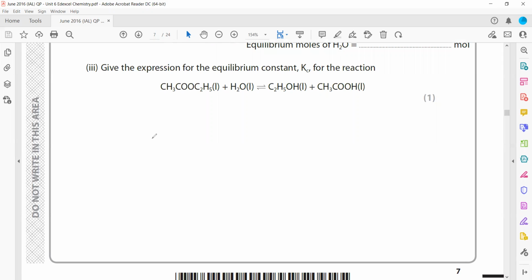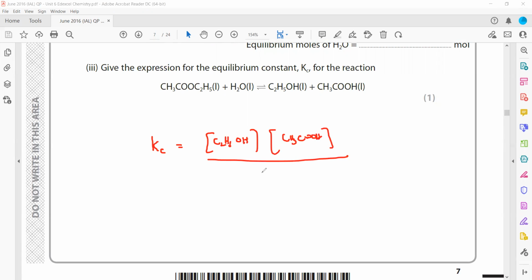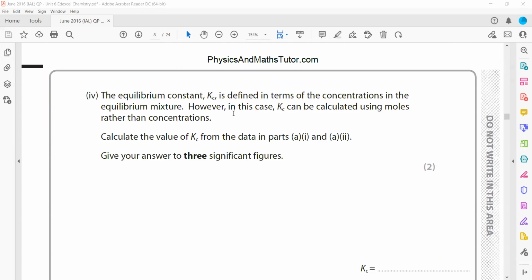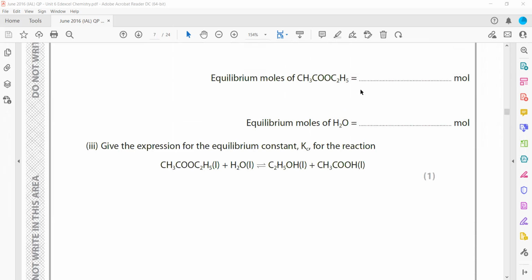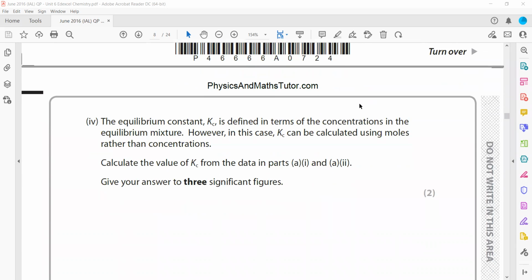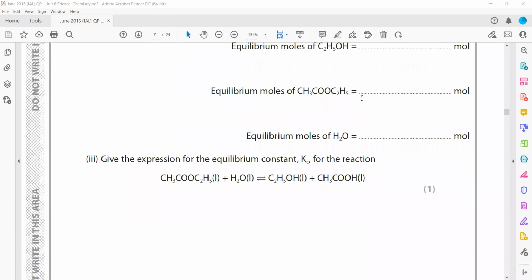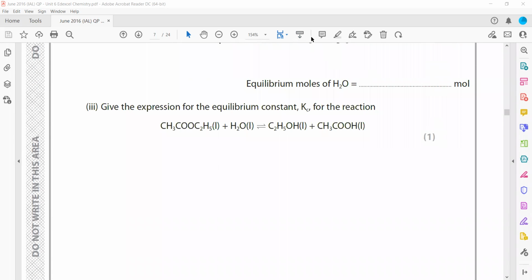So the Kc is products: C2H5OH, CH3COOH, over reactants: CH3COOC2H5 and H2O. So products divided by reactants will give us the expression for Kc. Now we just have to substitute the values which we calculated previously. Normally we substitute the concentration here, but we can substitute the moles. Why can we substitute the moles?